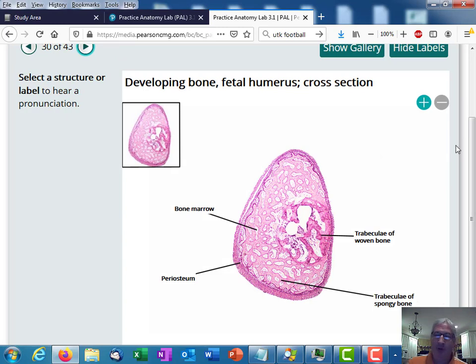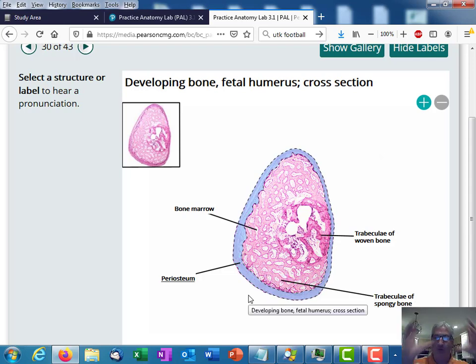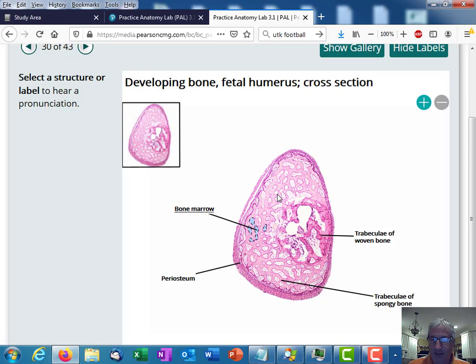Then over to developing bone. This is a fetal humerus cross section. And so what you have here, well, this is the periosteum, the outside, the connective tissue around the bone. Then you have this darker pink stuff here. This is the trabeculae of the spongy bone. And then we have bone marrow, the lighter pink or almost whitish stuff here in the middle. So you have the bone marrow in between the trabeculae of the bone.